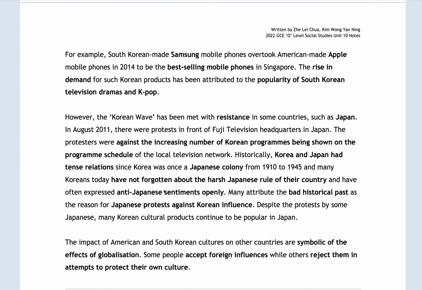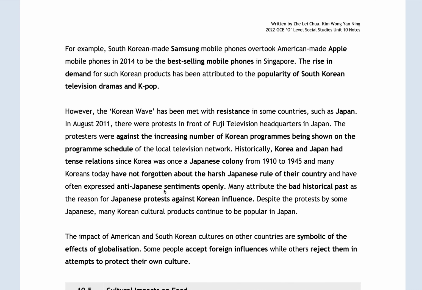In certain countries, there has been resistance towards this Hallyu or Korean wave, most notably in Japan. Historically, there have been a lot of tensions between Korea and Japan. For history students, you should be very clear why. From 1910 to 1945, Korea was a Japanese colony, and the Japanese treated the native Koreans very, very harshly. So a lot of South Koreans and Japanese still remember this tension until today, despite it having ended with World War II in 1945.